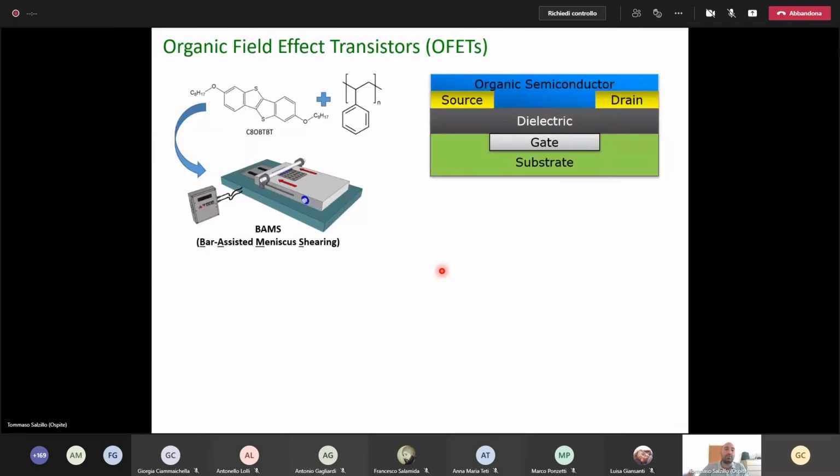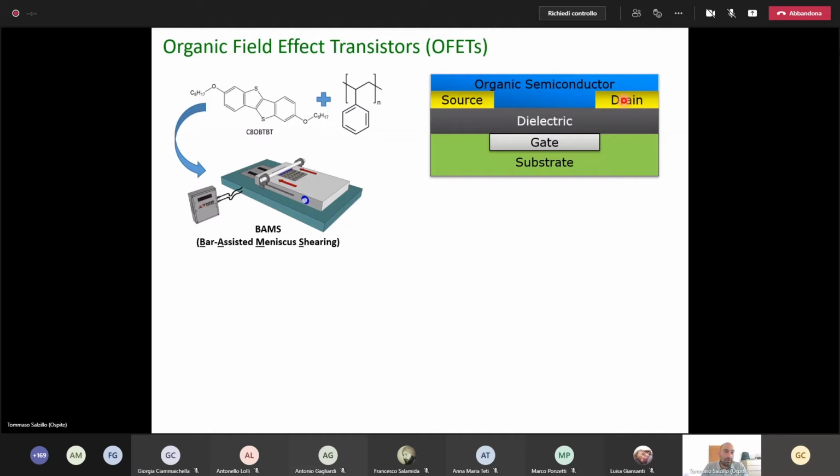So our idea was to process this molecule and make a field effect transistor. Here I'm reporting just a general scheme for an organic field effect transistor. I like to call it a sandwich device because it's made of different layers. So there is a substrate, a dielectric, and then there is an active semiconductor layer with source and drain contacts that are used for the electrical measurements.